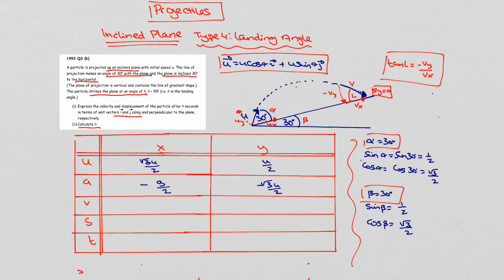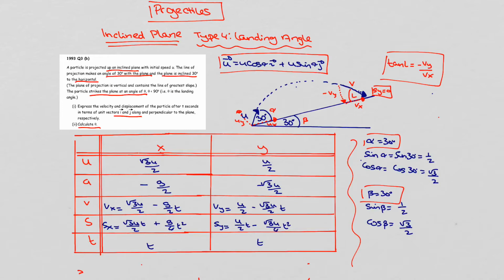So therefore v is equal to u plus at. So if we get vx, that's going to be u plus at. And v in the y direction is u plus at. S in the x direction is ut plus a half at squared. And S in the y direction is ut plus a half at squared. And then we have t is obviously going to be our time.